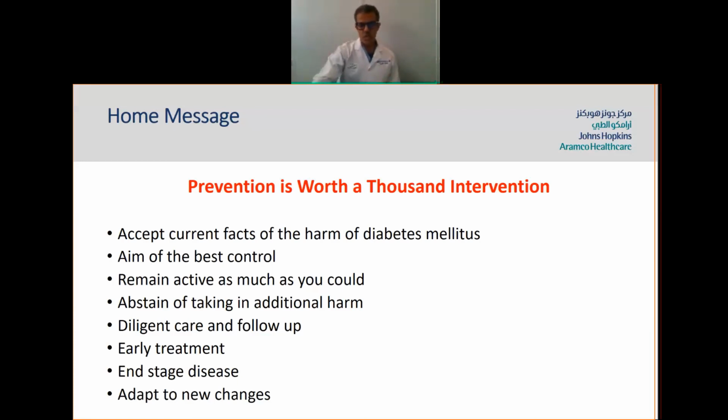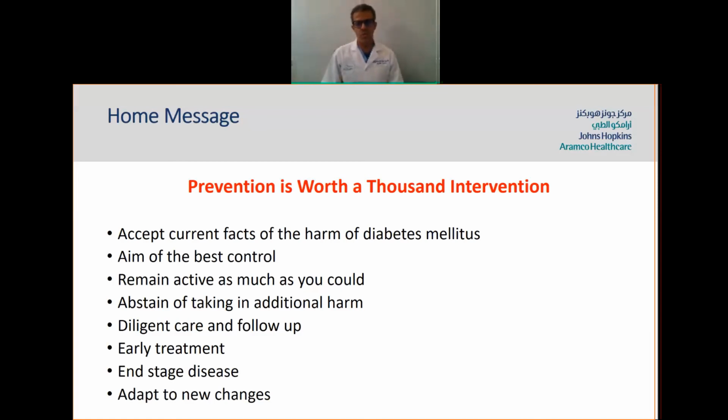Also, remain active as much as the person can, because that's the way your body functions and restores its ability to heal. Abstain from additional harm like smoking, and also be diligent in your self-care, taking care of your feet, taking care of your health, seeking early treatment and not waiting until it is too late. And we have to accept the fact that some individuals will come to an end-stage disease where something needs to be done. This could be restoration of blood circulation, or it could sometimes be an amputation.